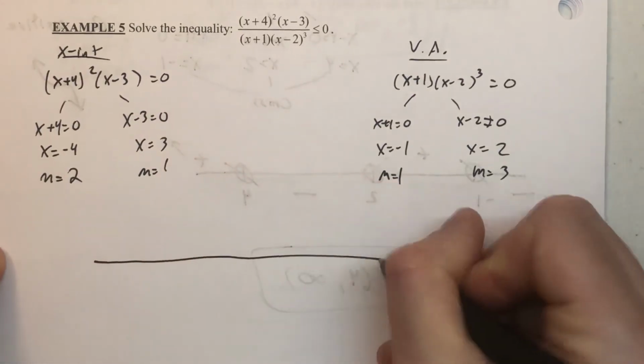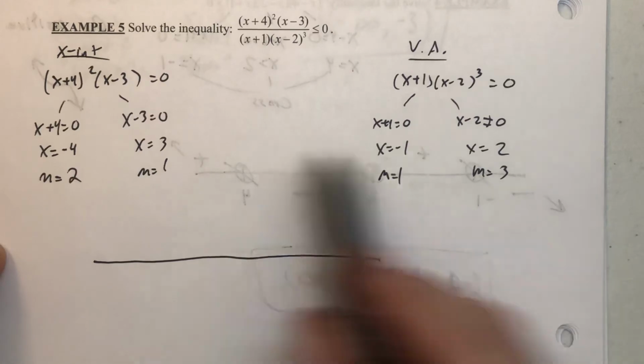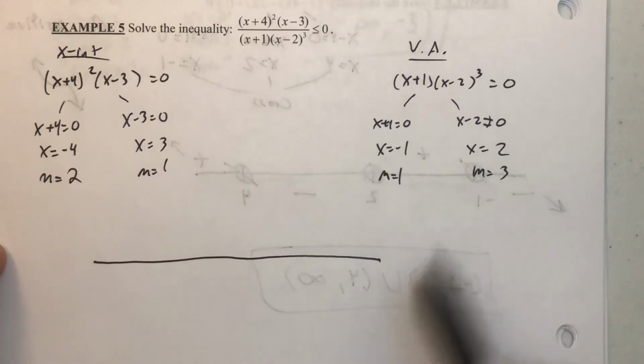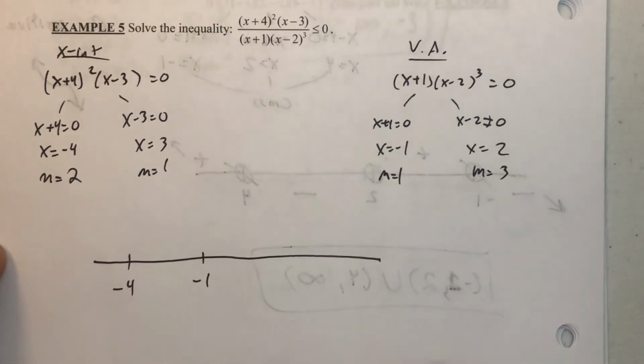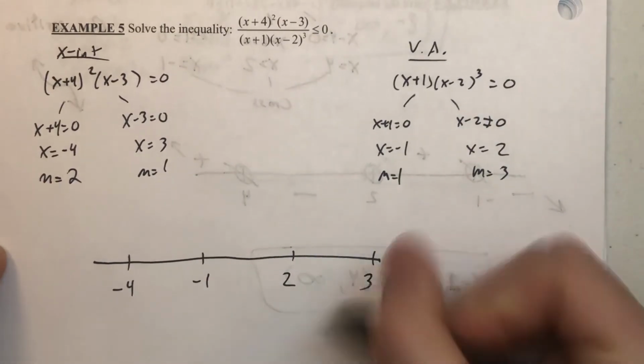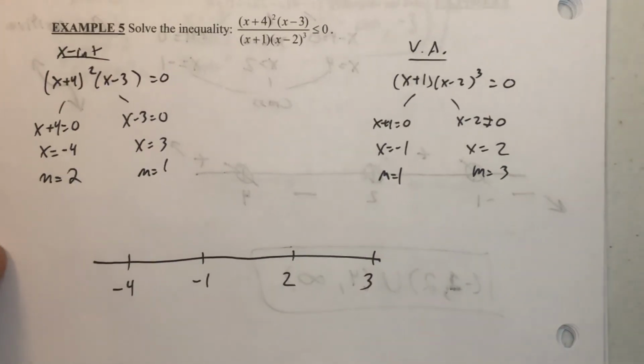Now, for our number line here, we've got to get all of these numbers in order. Negative 4, 3, negative 1, and 2. So negative 4 would come first, then negative 1, then 2, then 3. I'm not worried about evenly or correctly spacing those numbers. Just get them in the right order.